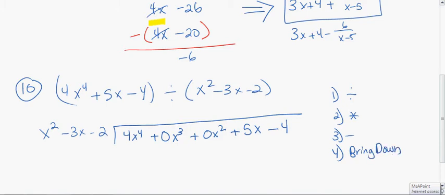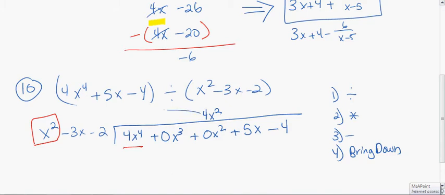All right, once again, I'm just going to divide that first term. I'm just going to worry about the first term and the first term. So x squared goes into 4x to the 4th for x squared times. So 4x squared. And I'm writing my 4x squared over the 0x squared term. I'm going to try to keep my like terms together. Done with dividing, now I'm going to multiply.